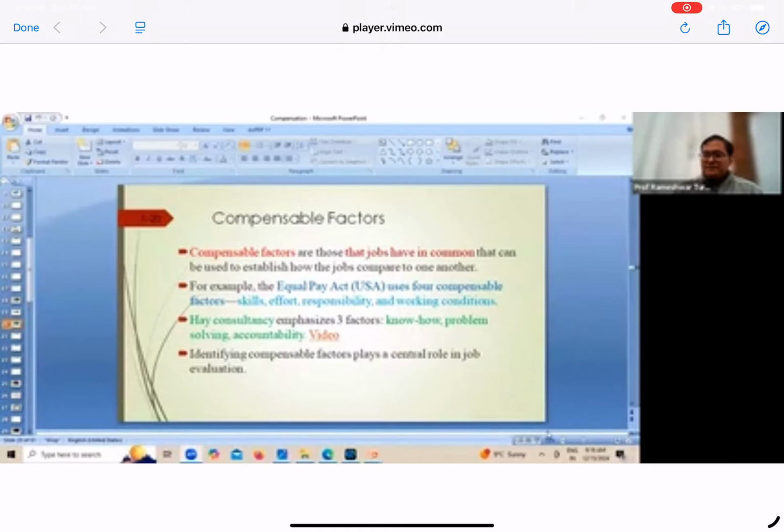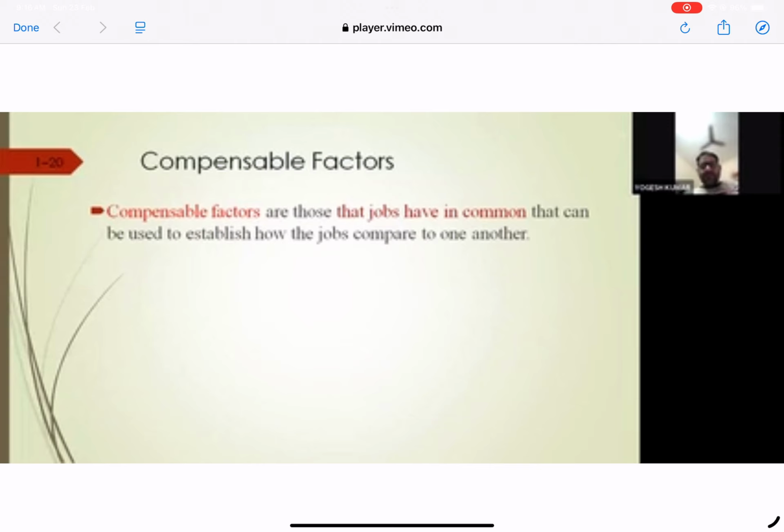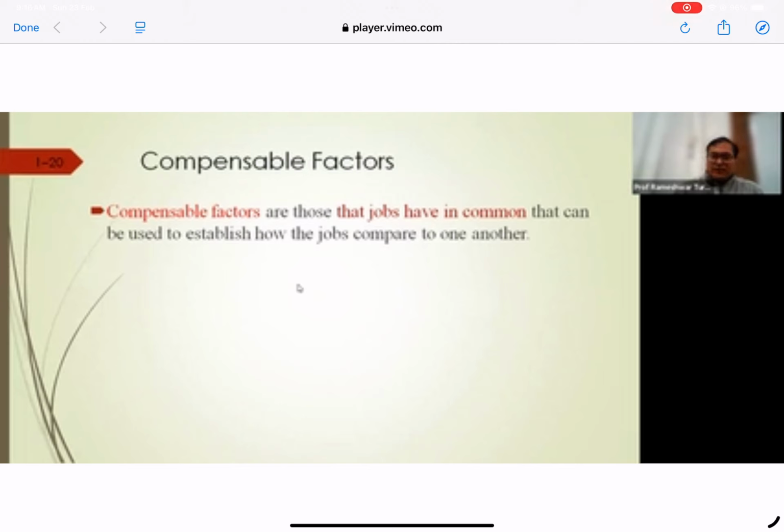Is my PPT visible? Yes, sir. So compensable factors are those that jobs have in common, that can be used to establish how the jobs compare to one another. And these are some examples.